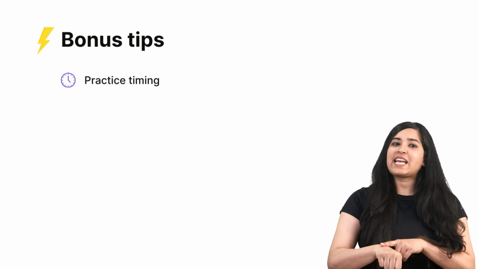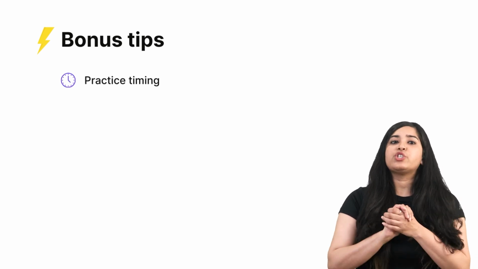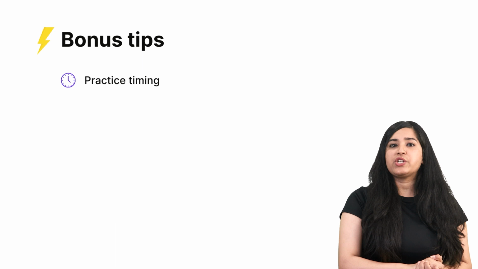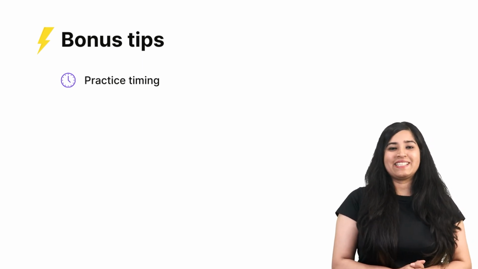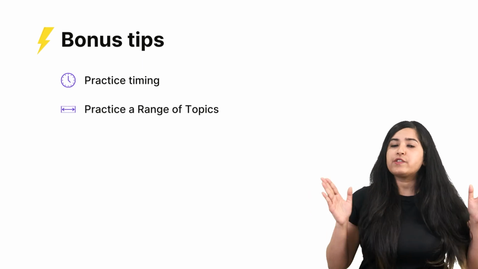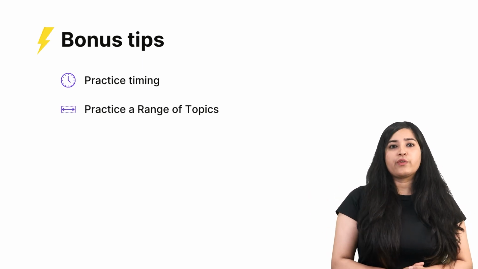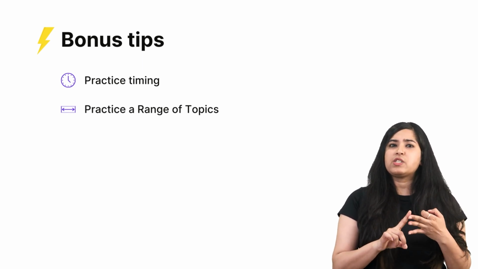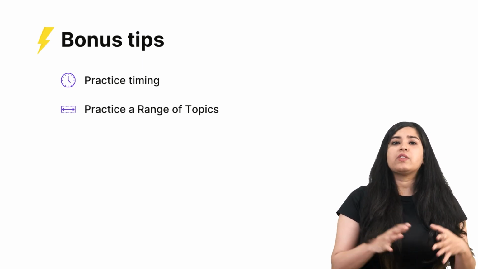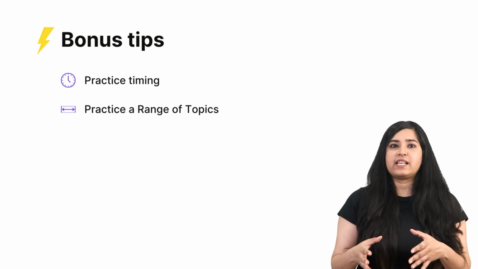First of all, practice timing. Practice with the timer to ensure you can comfortably speak for the required duration. Recording yourself during practice can help evaluate your performance. Second, practice a range of topics. Familiarize yourself with various types of Part 2 topics, such as describing a person, an event, a place, or a possession. Practice speaking on these topics to build confidence and versatility.